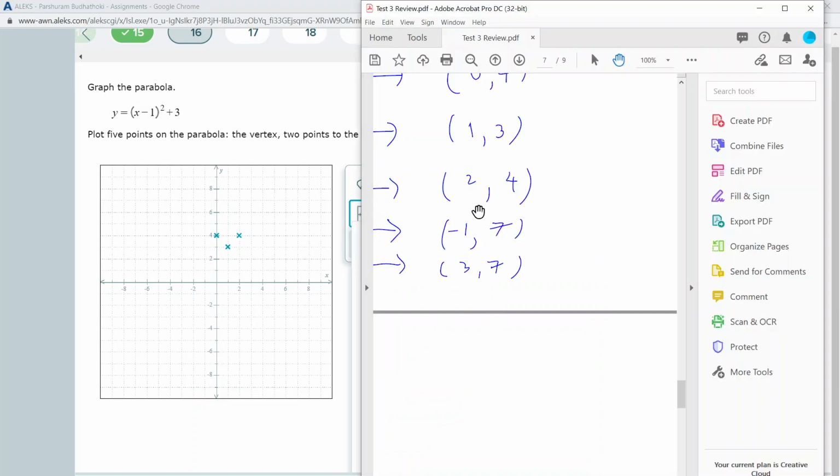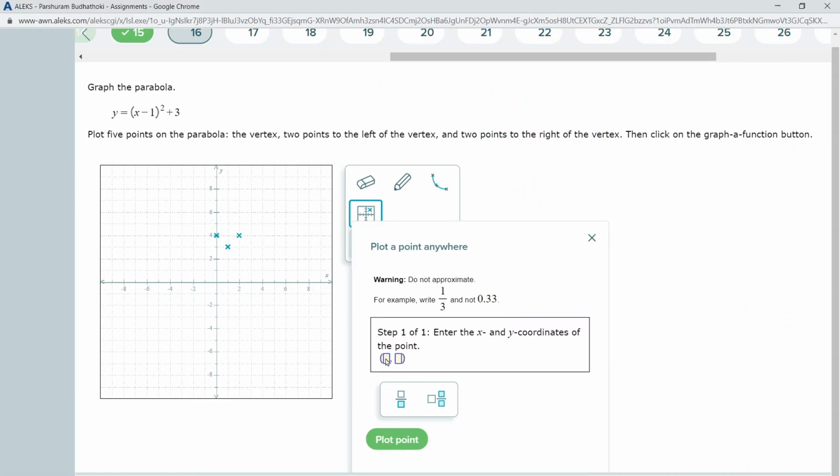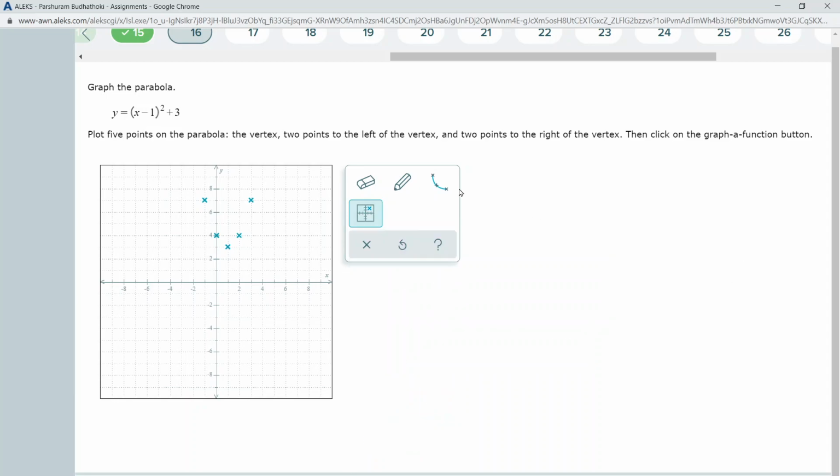Another point is negative 1, 7 and 3 and 7. Negative 1 comma 7. Plot point. And 3 and again 7. Plot point. Okay, we plotted the 5 points. Now we're going to use this one. So that's how we get the graph. Check it.